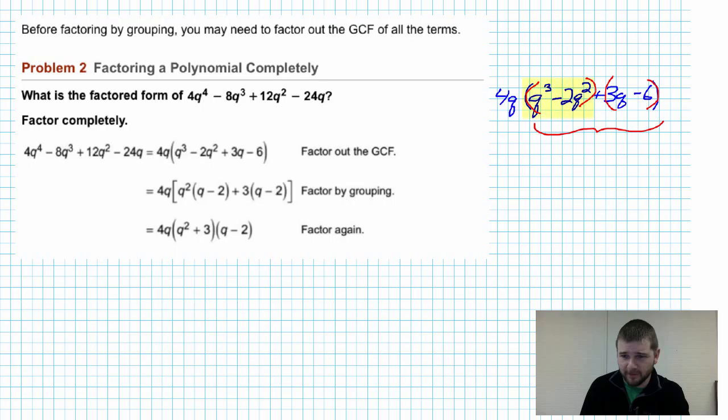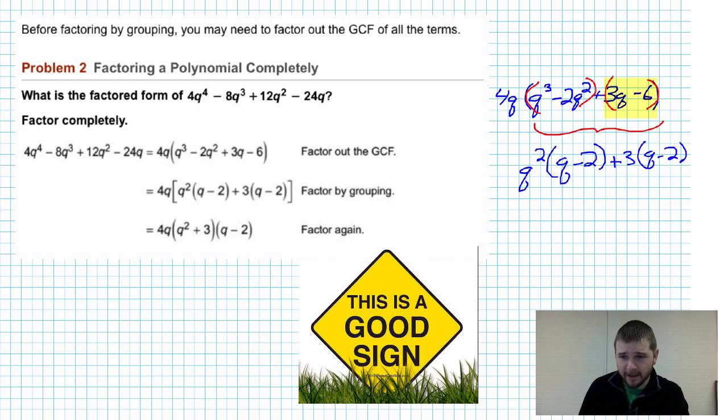focusing on the left one first, of q squared. Q squared times q minus 2 would get us back to this q to the third power minus 2q squared. And then we've got a plus 3, our greatest common factor, times q minus 2, always a good sign when our binomials match.